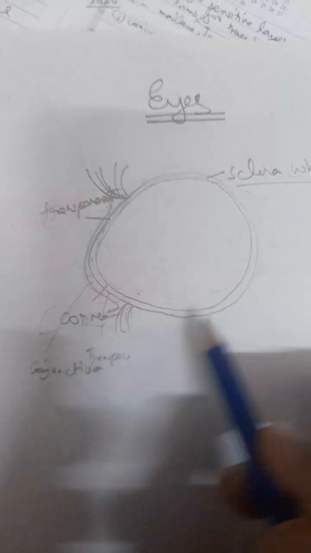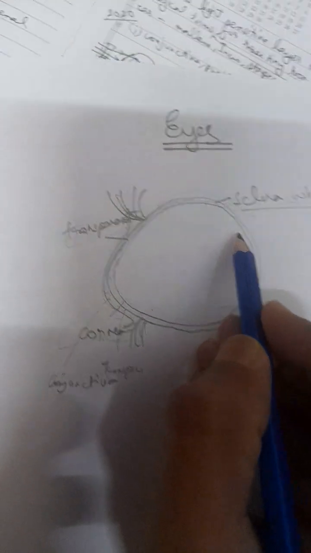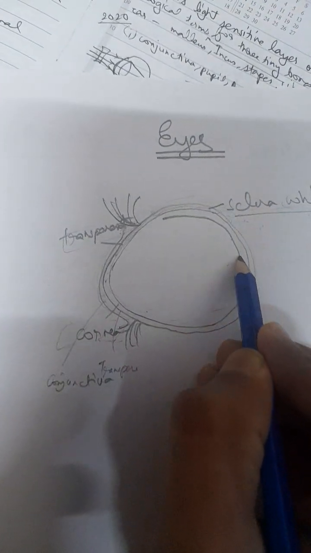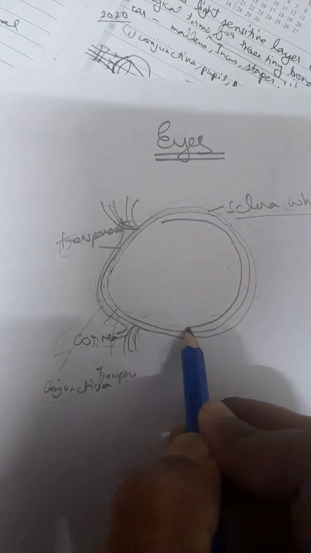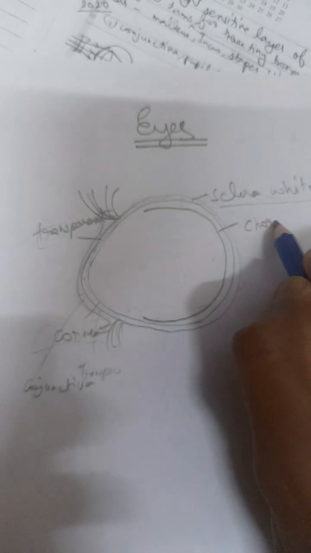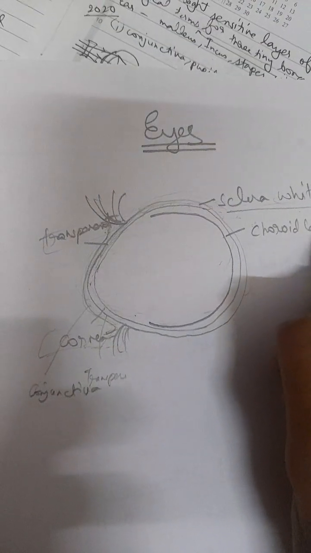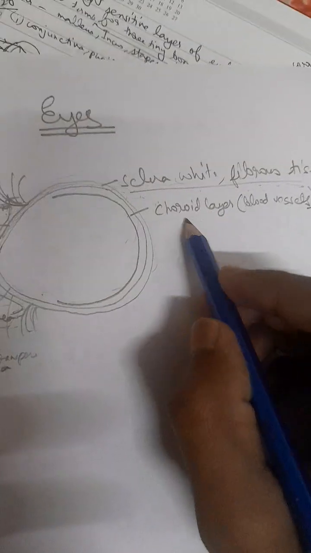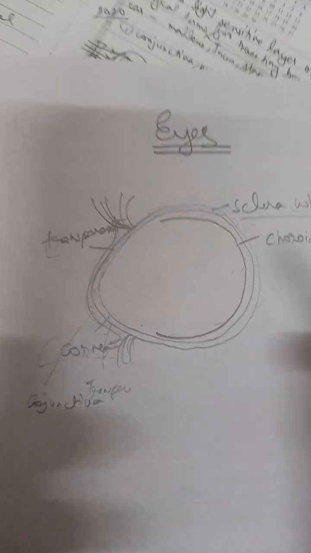Now we have completed the first layer, and let us come to the second layer. This second layer is known as choroid layer. It is the only layer that contains blood vessels. Why does it contain blood vessels? It is for the nourishment of the eye. The nourishment is the keyword. It provides oxygen to the eye, because eye is also an organ and it needs oxygen to work properly.